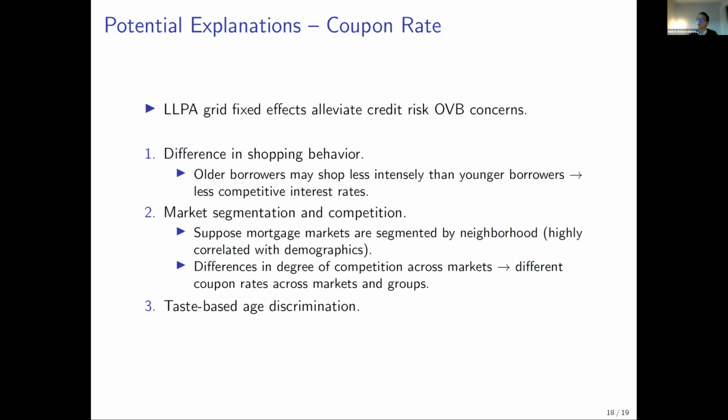For the coupon rate result, if we believe the identification strategy, then I've taken care of the omitted variable bias, and therefore what's left are things like differences in shopping behavior across age groups, or differences in degree of competition across different segments of the market that might be correlated with age. And then lastly, again, taste-based discrimination could be going on.